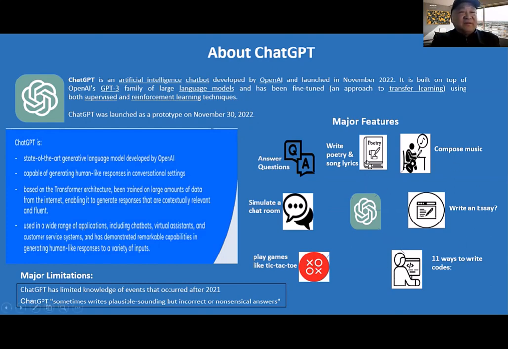It can support you in writing and composing music, writing essays, and also writing some code. Plus, it can play some games. And of course, it can do chatting and question answering. These are quite early days now, so there are some limitations. Currently, ChatGPT was only trained using data up to 2021. So anything after that, it doesn't have knowledge or data.